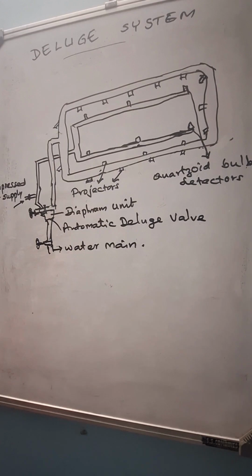I'll tell you about the deluge system. The deluge system is used for special hazards where intensive fire with very fast fire propagation is expected. It is applied on a complete zone where the fire may propagate. It is a deluge valve system.